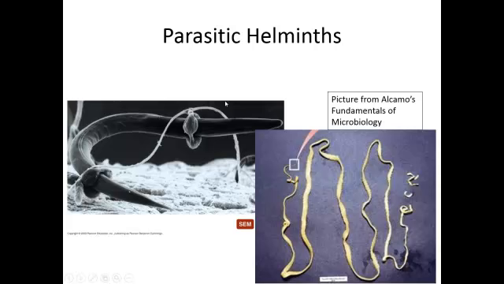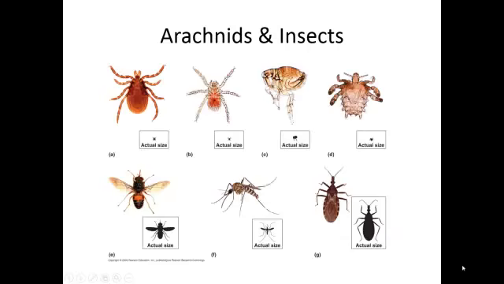So there are 2 types of worms. There are the roundworms or nematodes, and this poor roundworm is being caught by a fungus and is going to get eaten. And then there are the flatworms. There's 2 different types of flatworms. We're not going to go over the terms since they're not in your textbook, but this is a tapeworm, and then there's flukes. Next up, arachnids and insects.